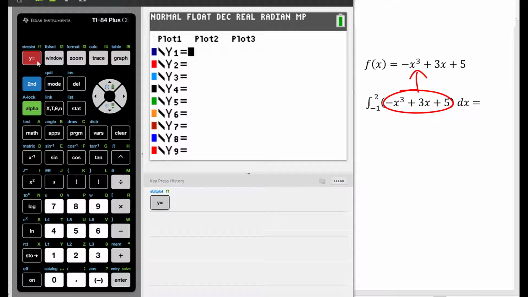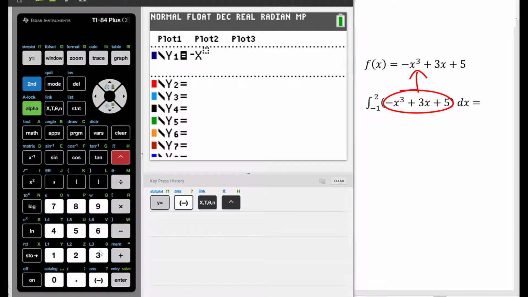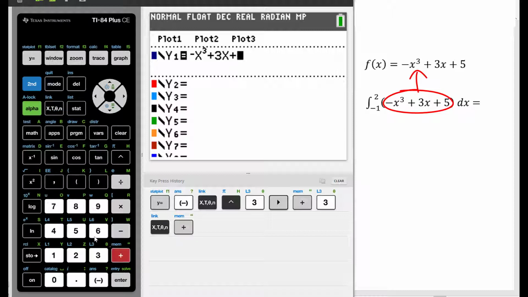So first we're going to press the Y equals button. Now we're going to input our negative. Make sure you press the negative button and not the minus button. X raised to the third power. And now we want to press the right arrow key in order to get out of our exponent. Plus 3x plus 5.